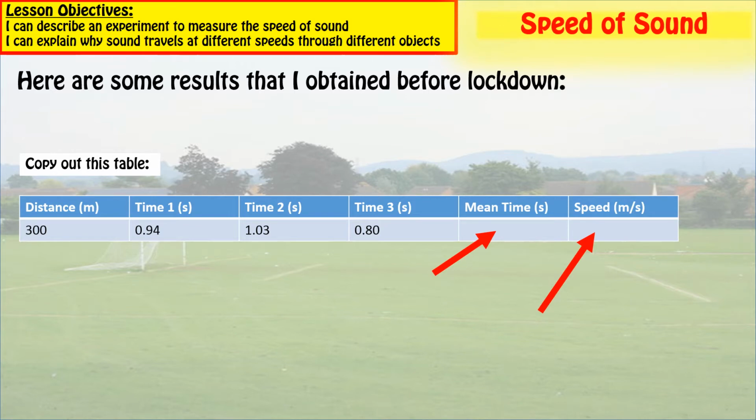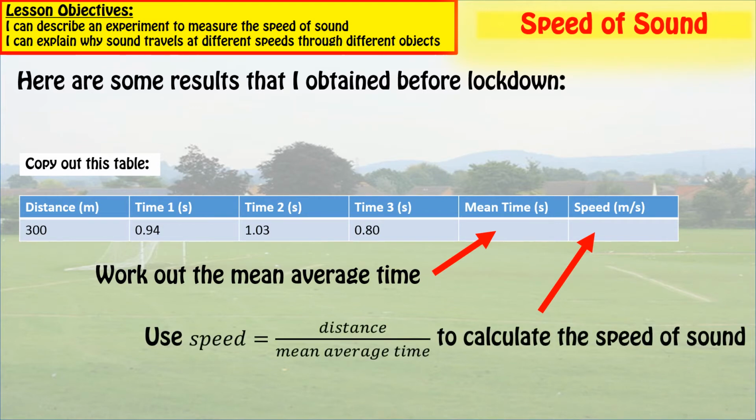What I want you to do is to copy out the table, work out the mean average time. You should know how to do that by now: add up the three numbers and divide by 3. And then using speed equals distance divided by the calculated mean average time, work out the speed of sound for me. So I'm going to ask you to pause the video here, copy out the table, and then add in the two numbers there, please. So pause the video now.